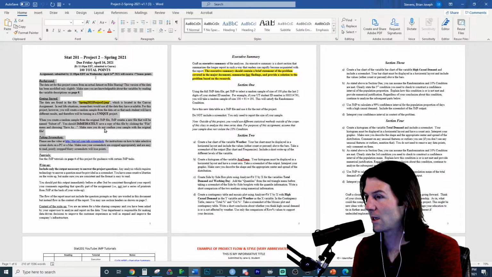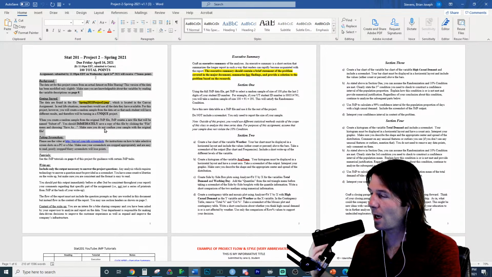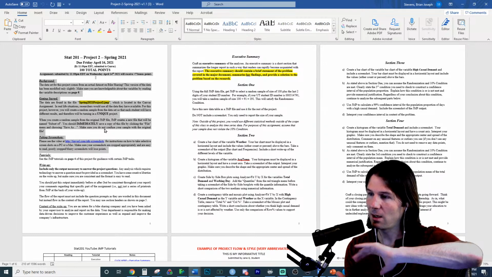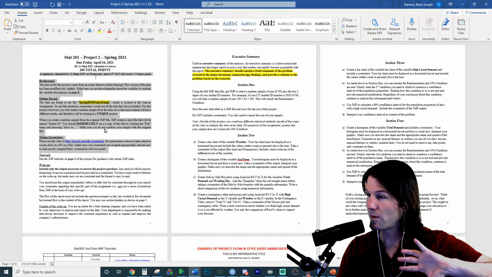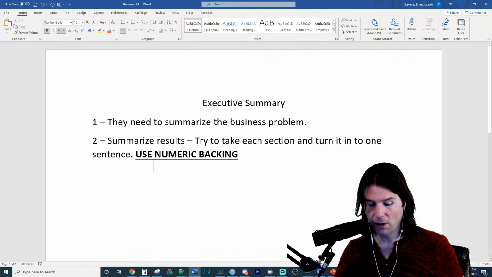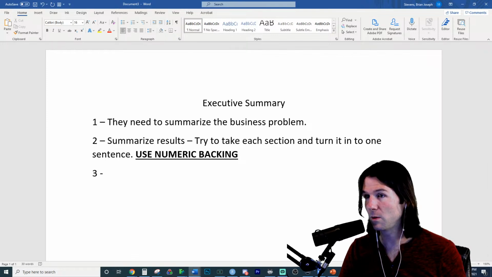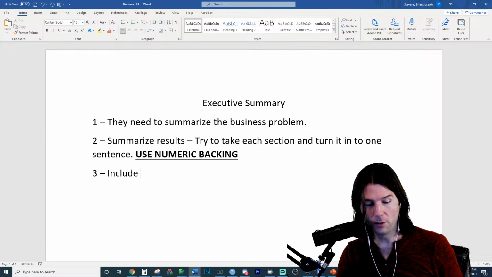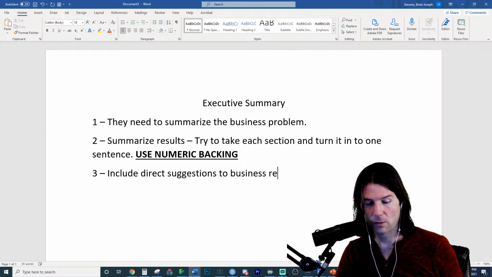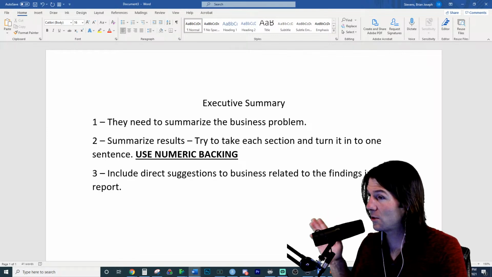I know I say at least, but you're not just trying to write a bunch of stuff to write a bunch of stuff. Just think about how you can condense things down and give a good summary of everything. And then the last thing, which is super important, and which a lot of people make the mistake of not including: include direct suggestions to the business related to the findings in the report. So we need direct suggestions right here.